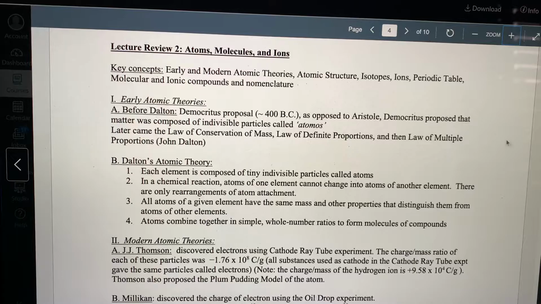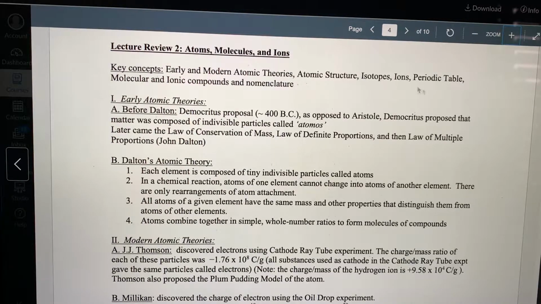In this Chapter 2, our main focus will be on the early atomic theories and the modern atomic theories. We'll also be talking about specific topics such as subatomic particles, such as protons, neutrons, and electrons. Also, we'll be talking about isotopes, how ions are formed, a little bit of overview of the periodic table, and finally, the second most important topic, the nomenclature of molecular and ionic compounds.